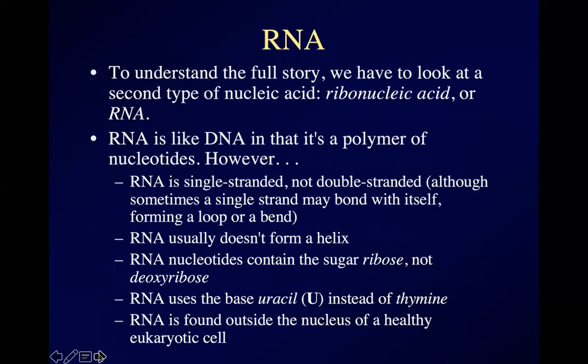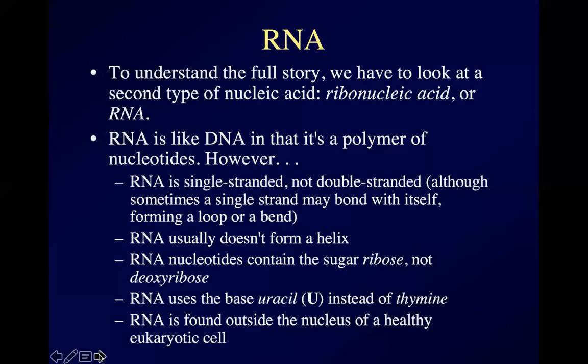Turned out that Crick was right, and the adapter turns out to be the other major type of nucleic acid. Now, we've talked about DNA. The other one is RNA, ribonucleic acid. You'll find RNA pretty familiar because it's a polymer of nucleotides just like DNA. However, RNA is single-stranded, not double-stranded. It doesn't make a double helix. It doesn't really make a helix at all. Occasionally, you'll get pieces of RNA that'll bind with themselves and form a loop. And you can have a little double-stranded section for a while. But by and large, RNA is single-stranded. It's not necessarily a helix.